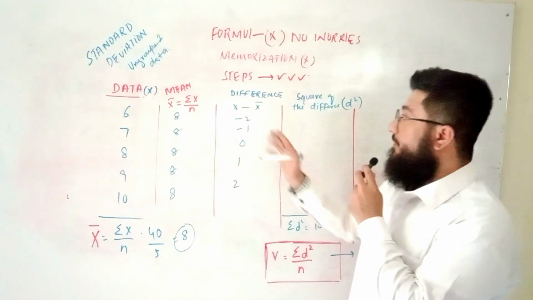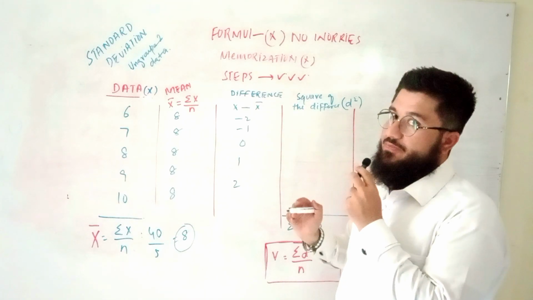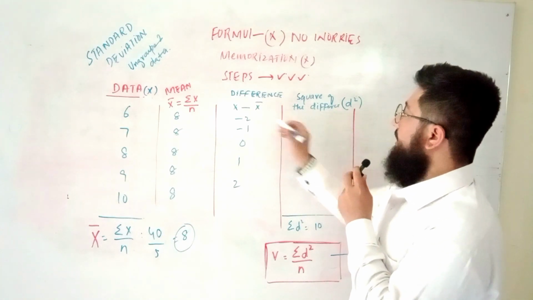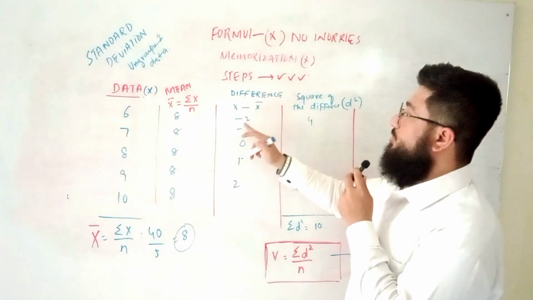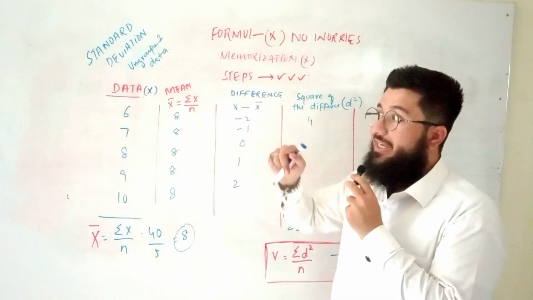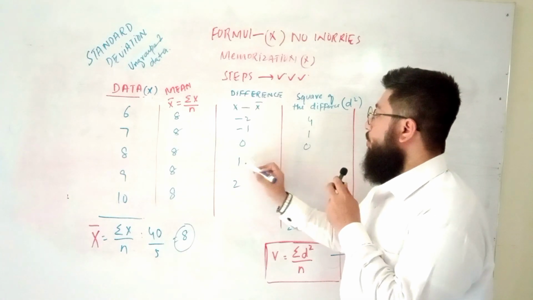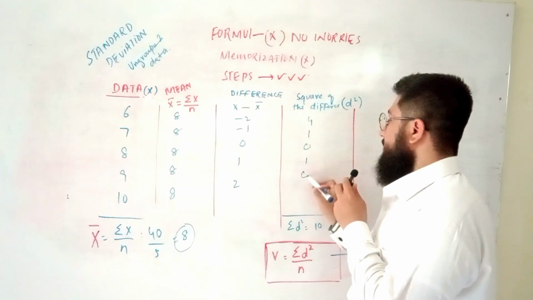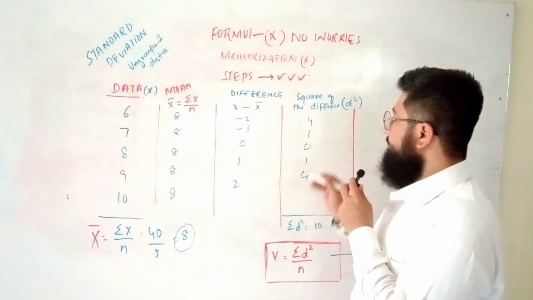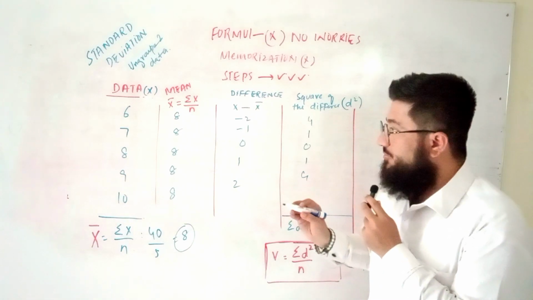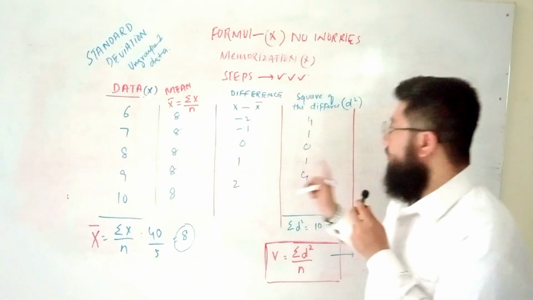The next step after the difference is taking the square of the difference. Minus 2 squared is 4: minus 2 multiplied by minus 2, 2 2s are 4, minus minus will become plus. Minus 1 squared is 1, 0, 1, 1, 1, 2 squared is 4. So we just took the square of each value. So how many steps did we get? 1, 2, 3, 4, 4 steps.